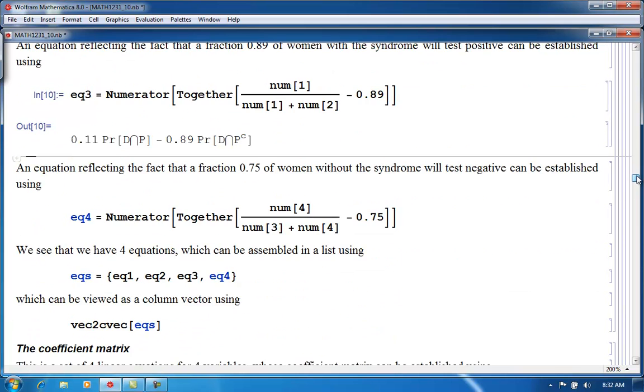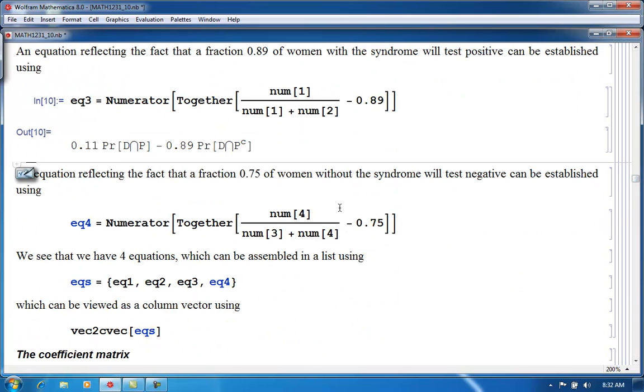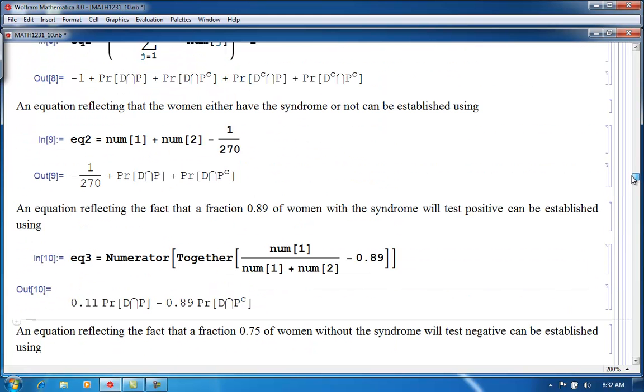And then one more piece of information, and that is that 0.75% of women without the syndrome will test negative. Well, that's the number of women who test negative who don't have the syndrome, divided by the number of women who do have the syndrome. No, hang on, let's look at that a bit closer.